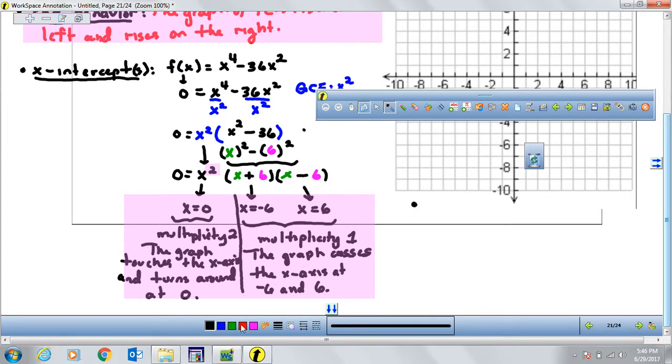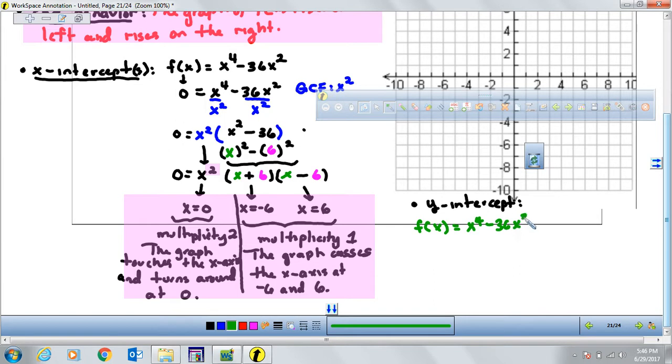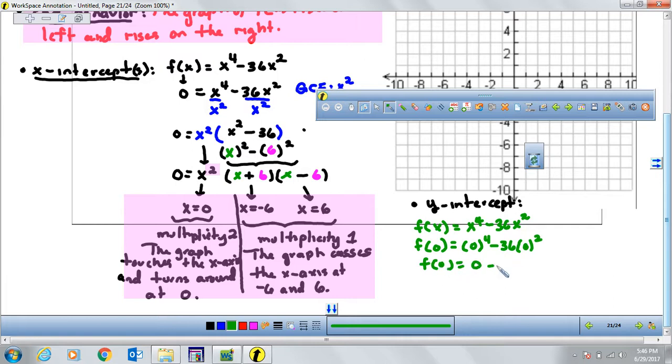Number 3. The third item we have to find here is going to be the y-intercept. To find the y-intercept, all we have to do is go to the function f of x equals x to the 4th minus 36x squared and replace every x with 0. So it's going to be 0 to the 4th power minus 36 times 0 to the 2nd power. So that's going to give us 0 minus 0 squared, which is 0, times 36 is still 0. So the y-intercept is going to be 0.